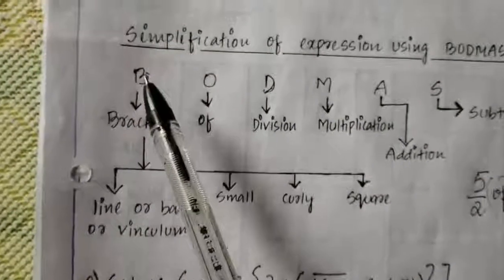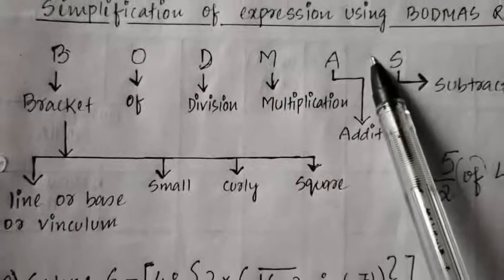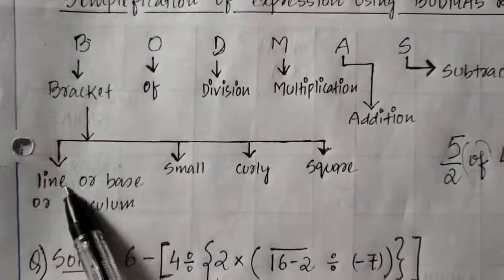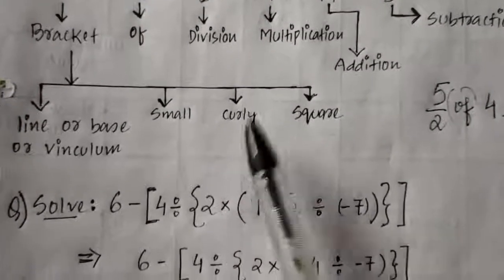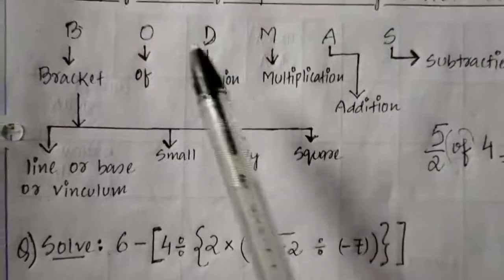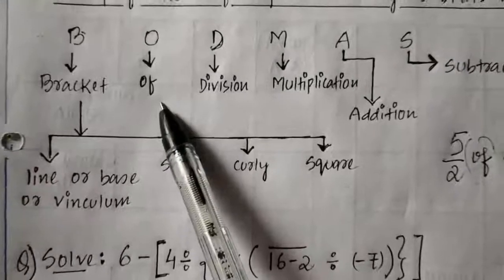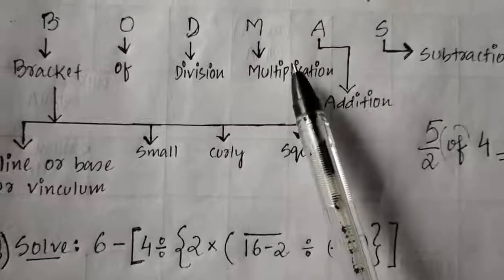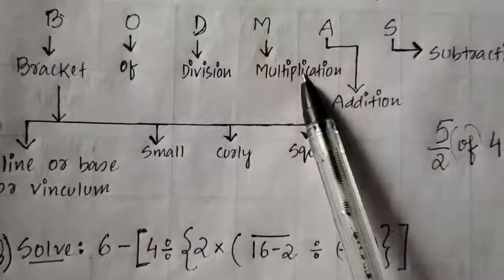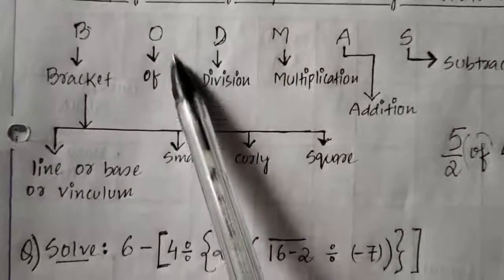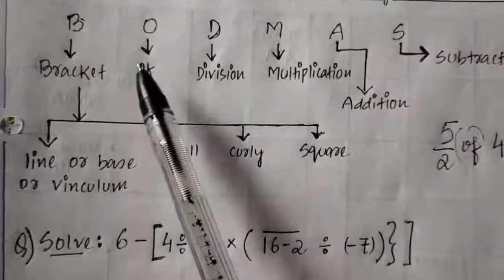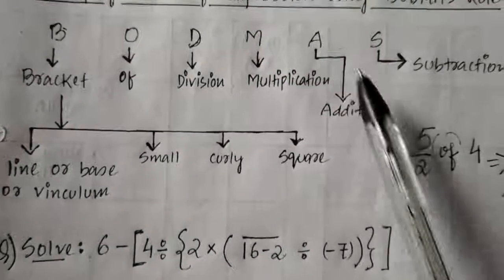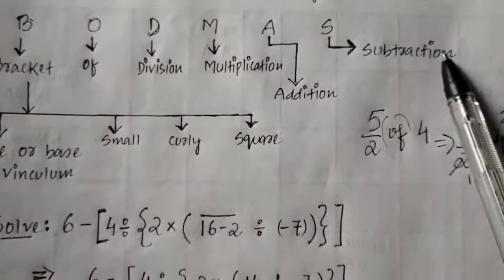So in the BODMAS rule, the first thing solved is the bracket. In the bracket also, it is the line bracket first, then small bracket, then curly bracket, then square bracket. Then we have to solve of. Of is replaced by the multiplication sign, but don't get confused, it is not a multiplication. If multiplication and of are both there, first we solve of, then multiplication. After of, the third one is division, then multiplication, then addition, and then subtraction.